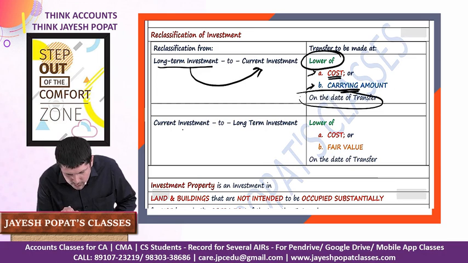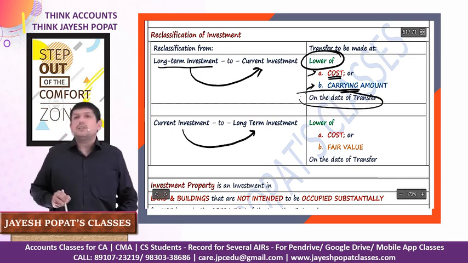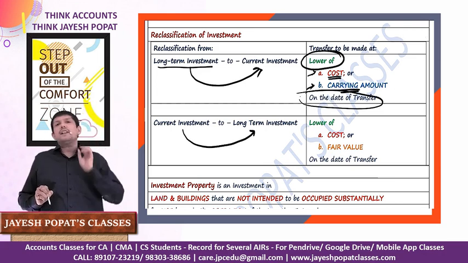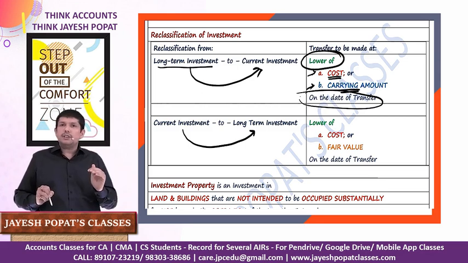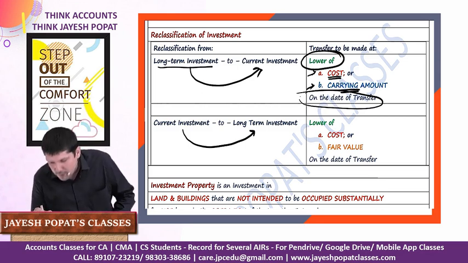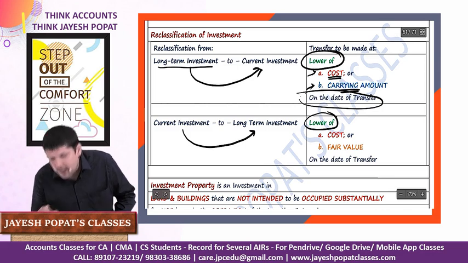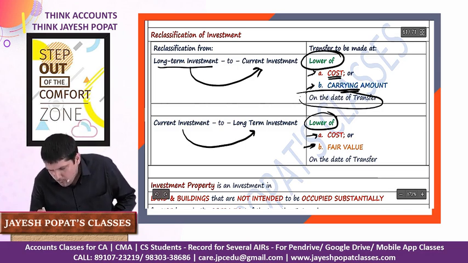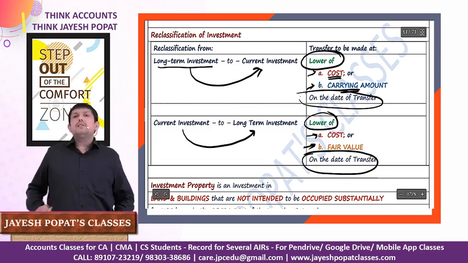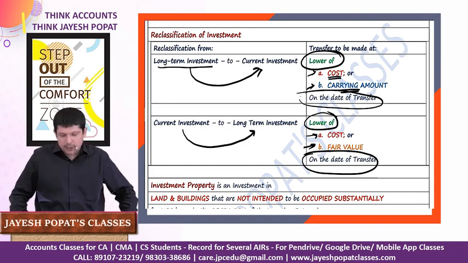If we are transferring current investment to a long-term investment, the rule for valuation of current investment is cost or fair value, whichever is lower. Same treatment will prevail. The transfer will be made at lower of cost or fair value, whichever is lower on the date of the transfer.